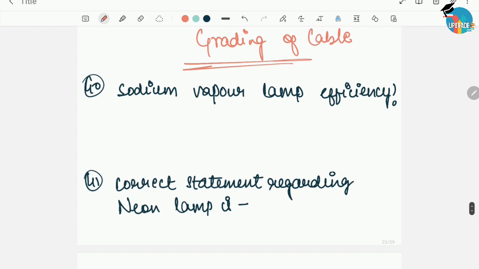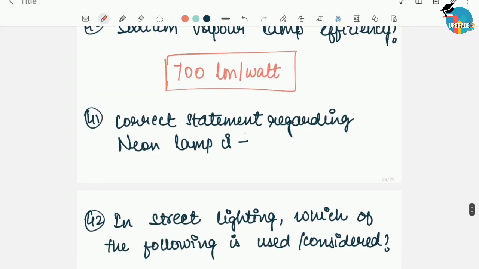Next question is related to the sodium vapor lamp. The question was asking related to the efficiency of the sodium vapor lamp. So the efficiency of a sodium vapor lamp is about 100 lumens per watt. The next question was the correct statement regarding the neon lamp. 4-5 statements were given, again related to the neon lamp, and we had to choose which of the following statements was correct related to the neon lamp. So this was the statement question.